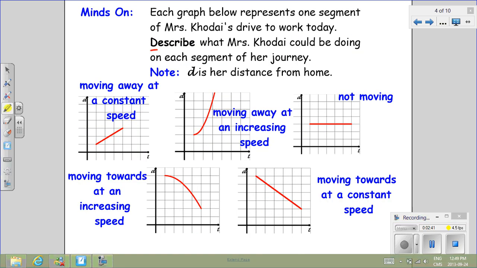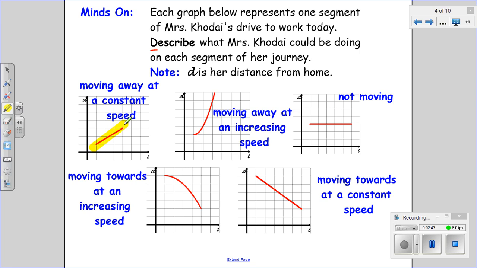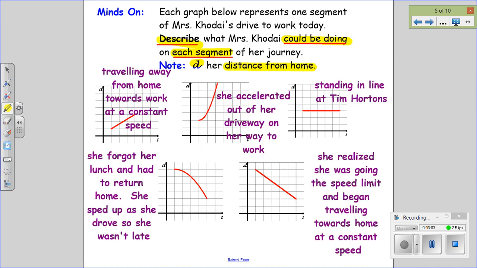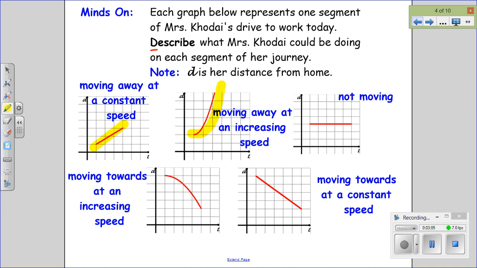The first segment could indicate that she's just left home possibly, and she's just started to record her distance from home, a few kilometers away from home. She's moving towards the school. She might have realized she's a little bit late and is speeding up as she moves from home. It could also be her accelerating out of her driveway at a faster speed.